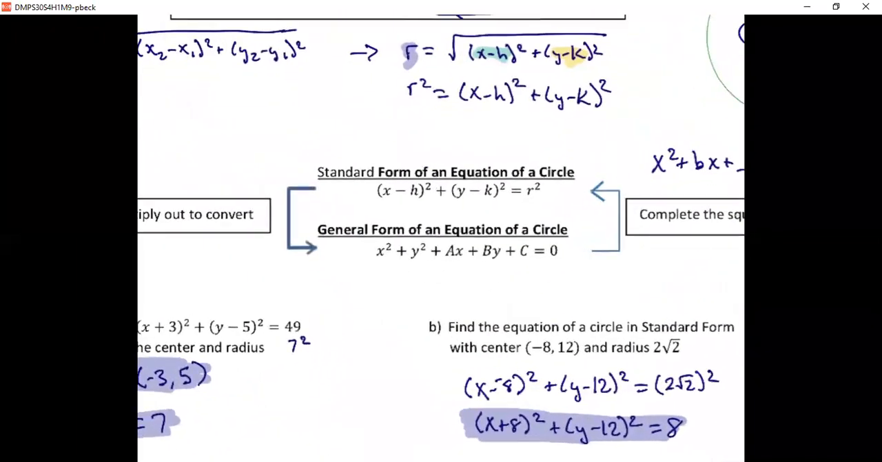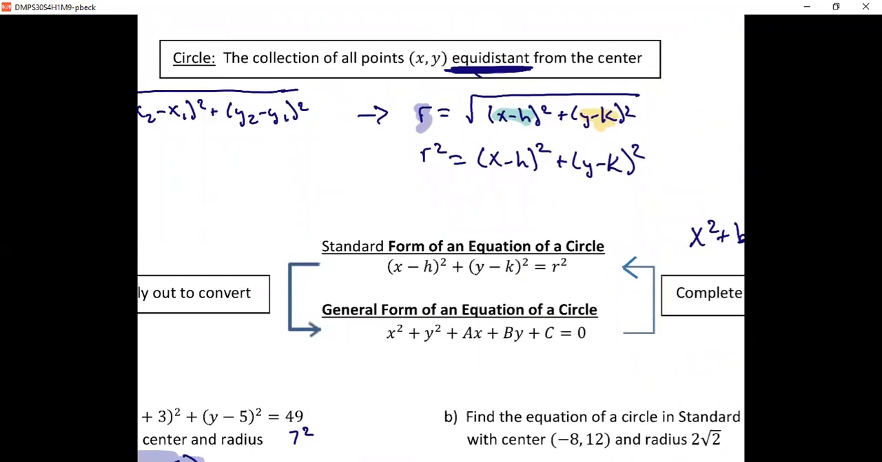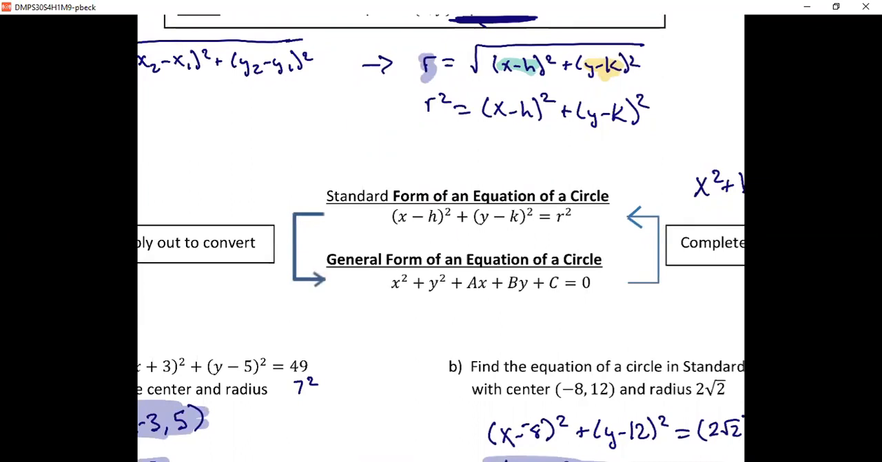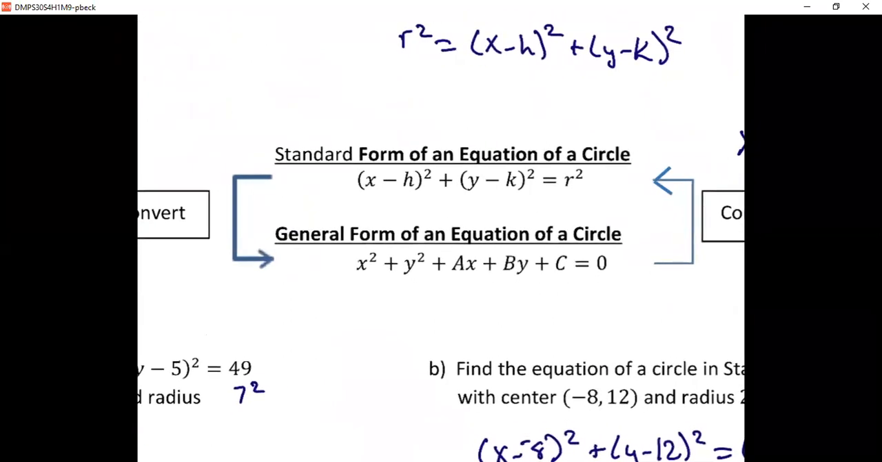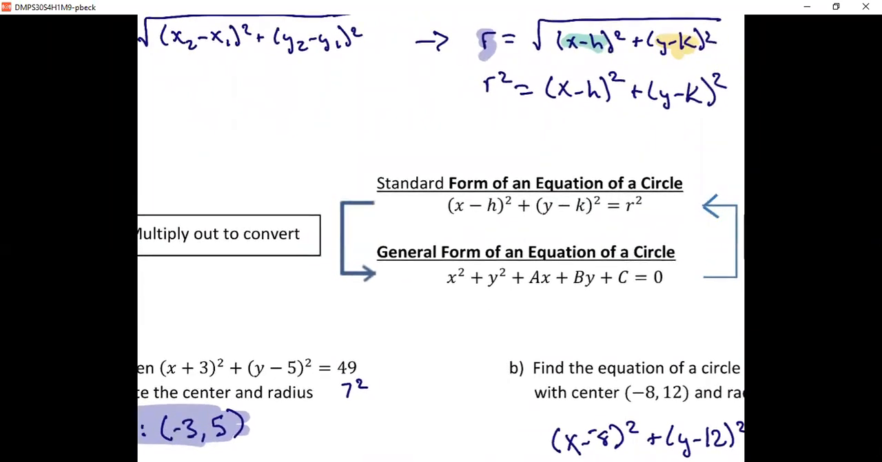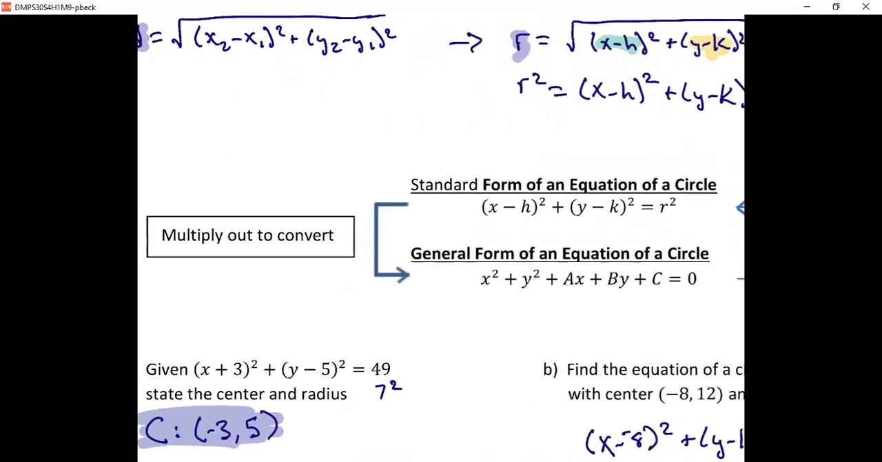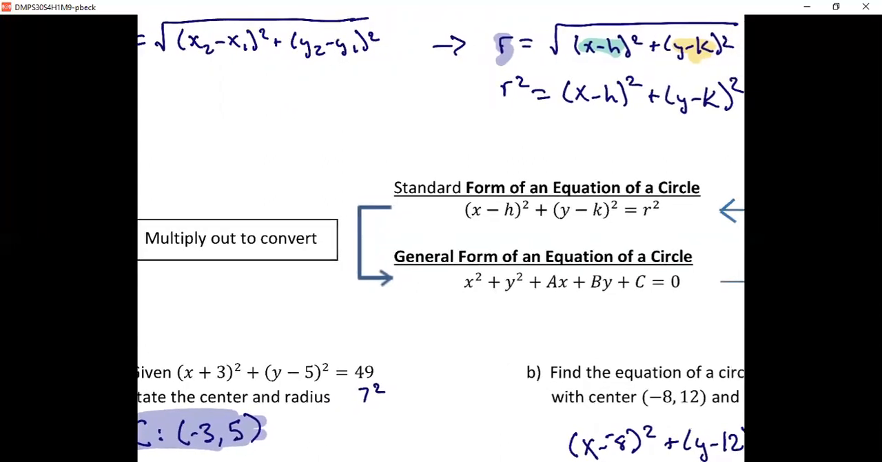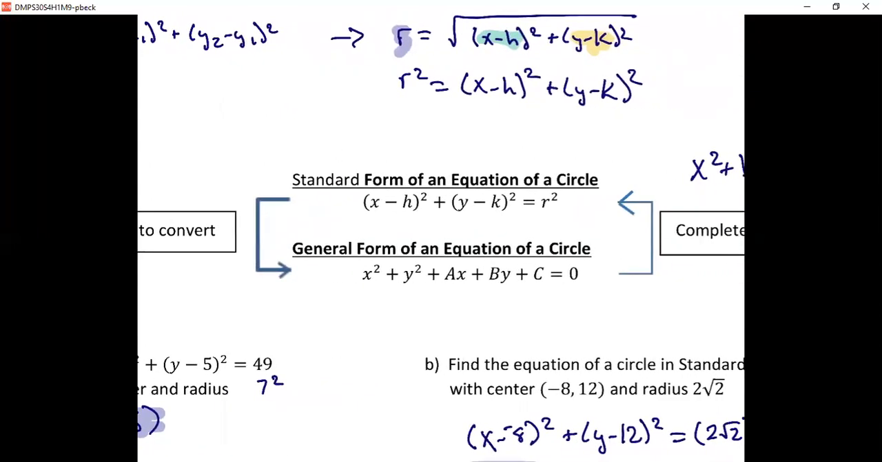So our standard form of a circle, we see here as what we came up with from the distance formula, the x minus h squared plus y minus k squared. And the standard form, as I said, comes from that equation of the circle. The general form is what happens when we take the standard form and we multiply it out. So if we multiply it out, we get x squared plus y squared plus ax plus by plus c equals 0. That a, that b, and that c really just represent whatever coefficients come out of the multiplication.